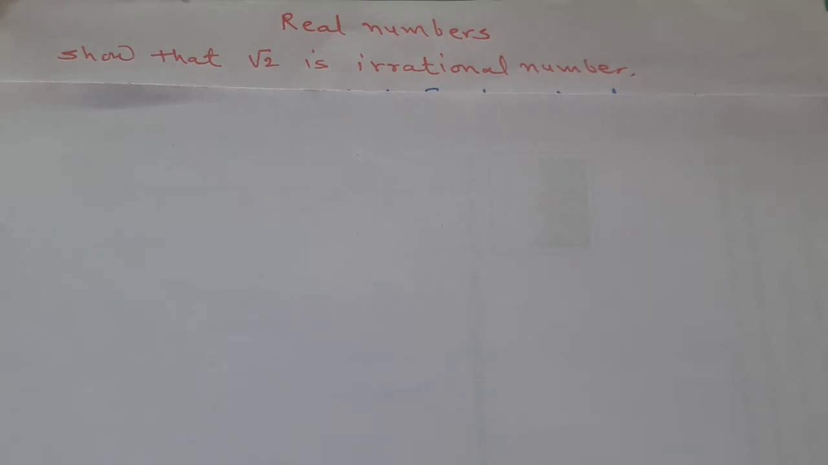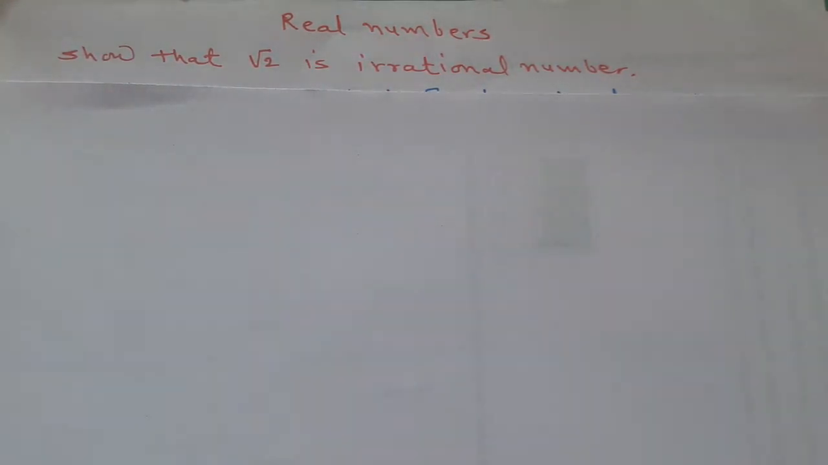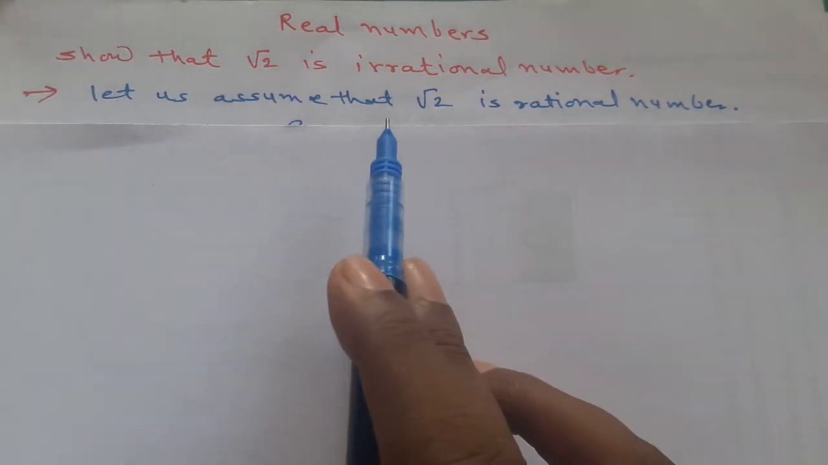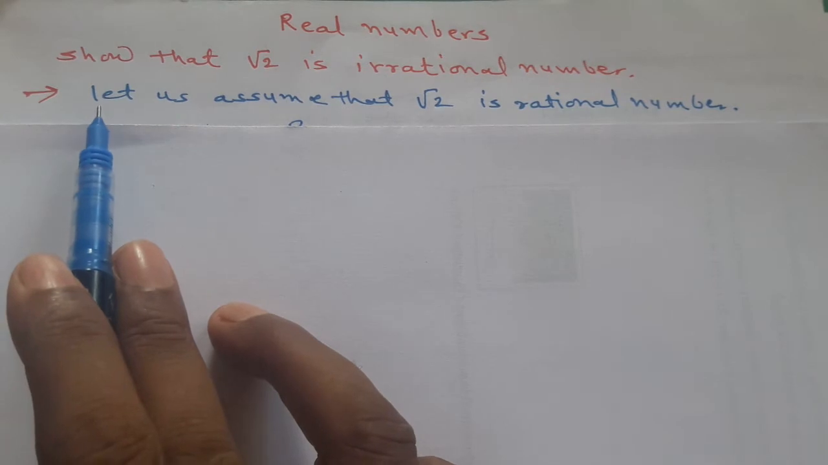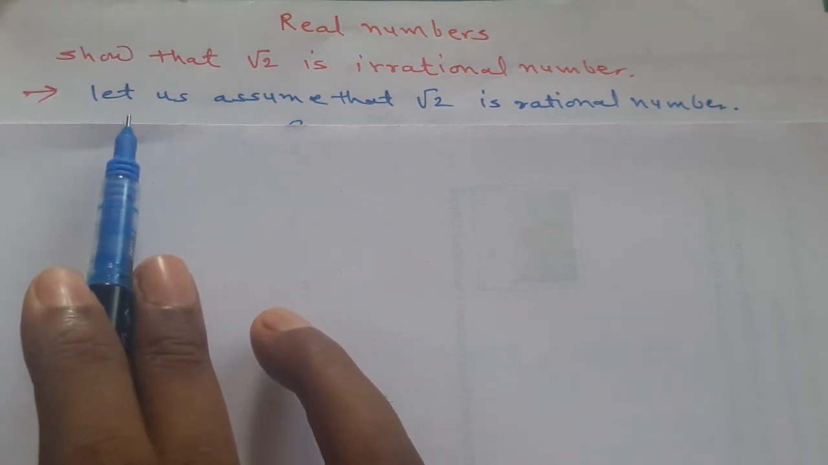Today we will see real numbers. The question is: show that root 2 is an irrational number. We can prove here that root 2 is an irrational number by taking an indirect proof.